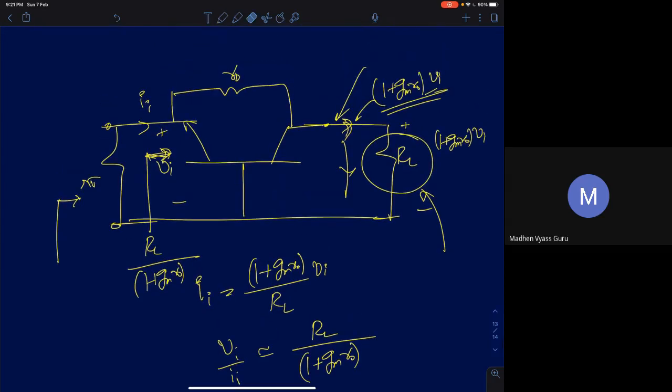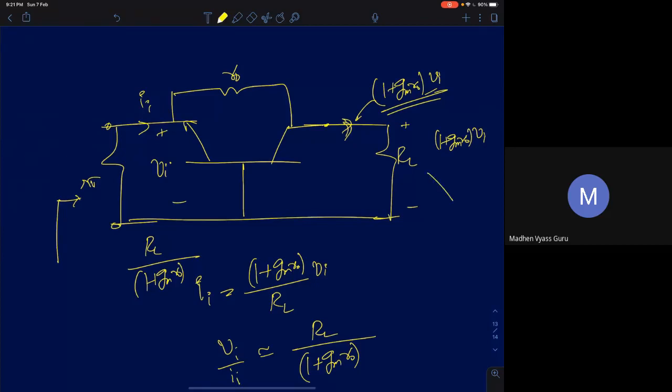What I'm trying to say is, if I apply a voltage Vi here, and your RL is very large, much higher than R naught, then I can assume the voltage gain from the input point to the output point will be the intrinsic gain itself, because if your load resistance is very high, the gain is the intrinsic gain. The intrinsic gain of a common base is 1 plus Gm R naught, so the output voltage is 1 plus Gm R naught into Vi.